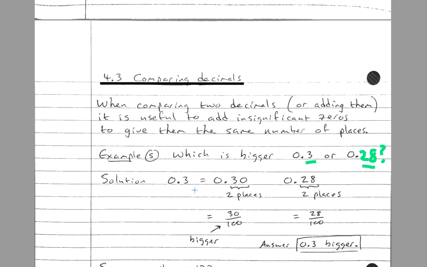Without the 0, 0.3 as a fraction is 3 over 10. So you're comparing 3 over 10 with 28 over 100. And just like when we were working with fractions, you need a common denominator to compare fractions. So we're really doing the same thing. Writing decimals with the same number of places is really using a common denominator.